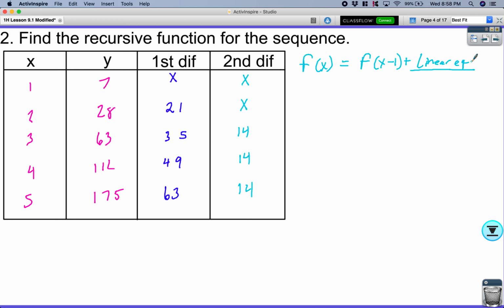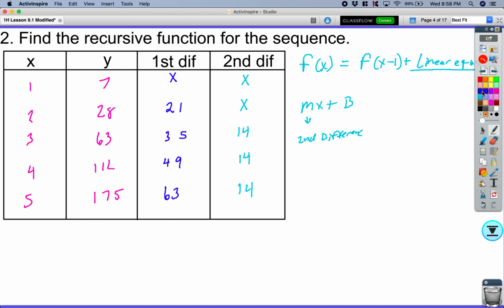And some of you might be thinking, well, how am I going to get a linear equation here? So remember, for the linear equation, we're just looking at the mx plus b. And the slope is going to be my second difference. Okay, so that's easy enough. And then my b value, you're just going to solve for it using an x value and a value from your first difference. You're basically just going to plug that in and solve.